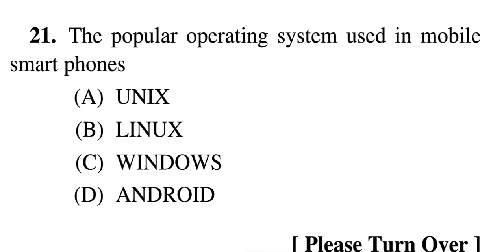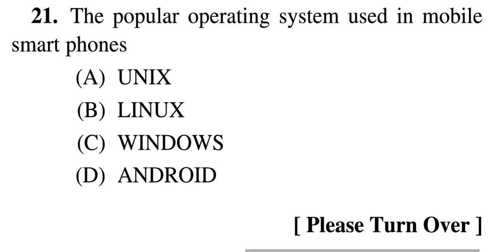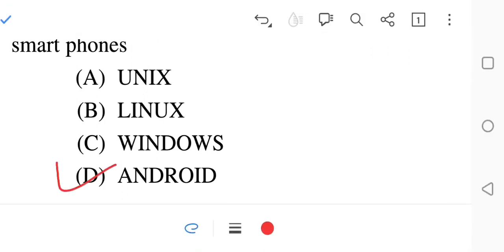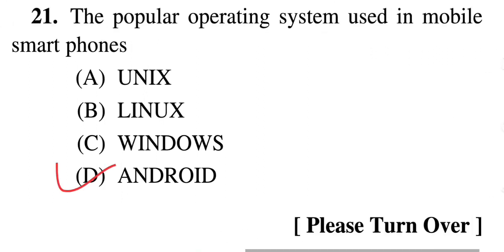You must have heard Android. According to me, Android is the correct answer. Let me find out from the official answer key. Yes, number D, Android is the correct answer. Android is very popular among mobile operating systems. There are many mobile phones, smartphones, which are also related to Windows, but those are not so popular.